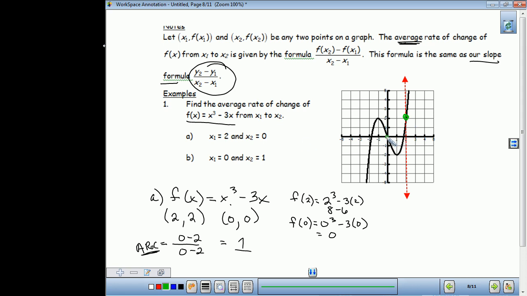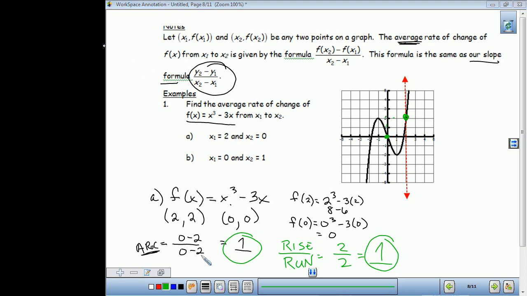And this function crosses right here at 0. So could we just count from here to here? Isn't rise 1, 2? Run 1, 2? So if we did rise over run for our slope, up 2 over 2, 2 divided by 2 is 1. We did it plugging into the function and we got 1. We did it counting on our graph and got 1.